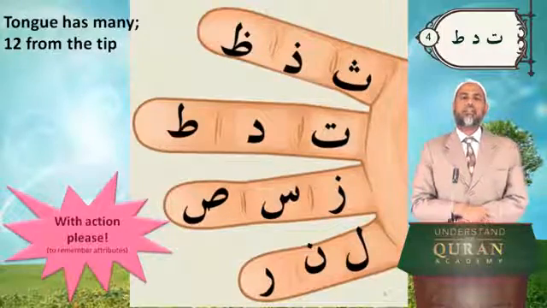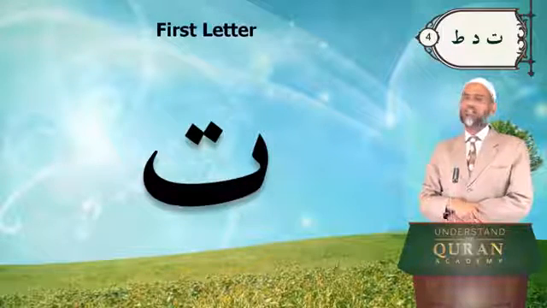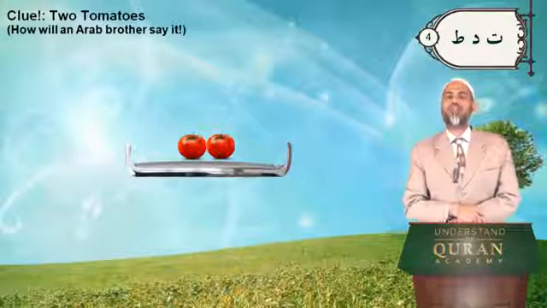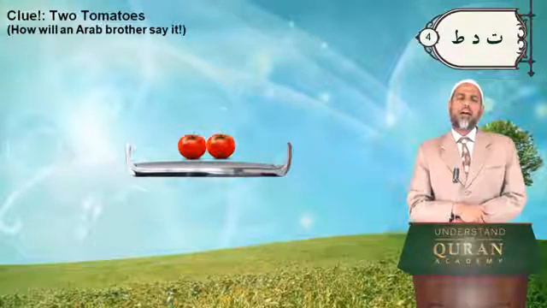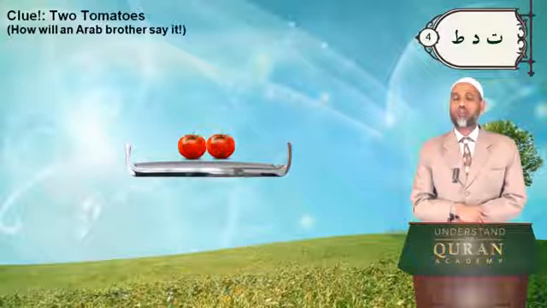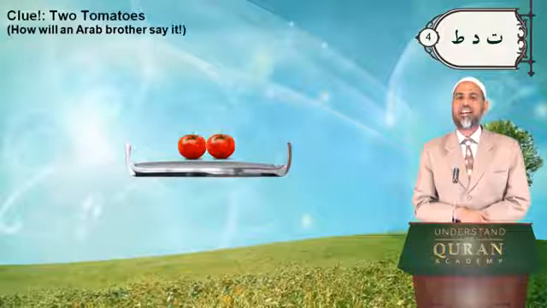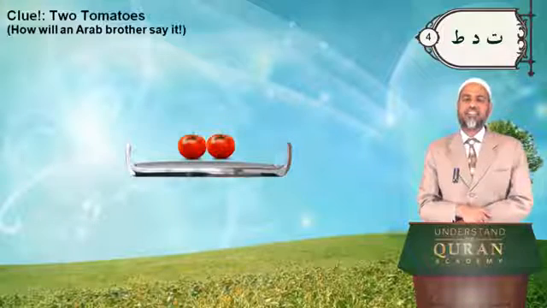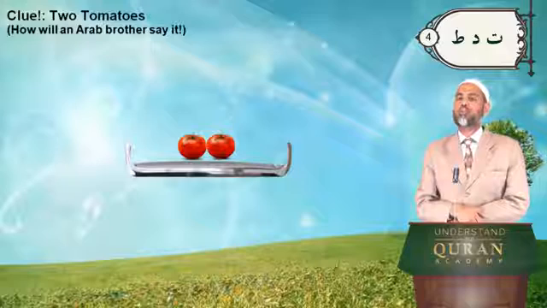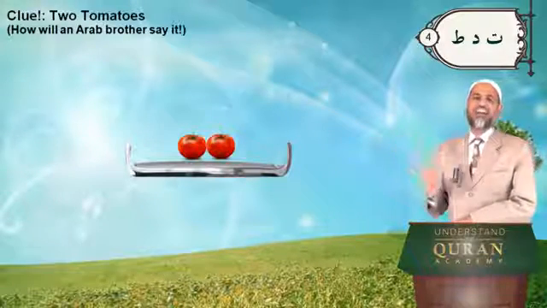So the first letter is ta. Ta. Well, what do you see there? The tray with 2 tomatoes on the top or inside it. How will an Arab brother or sister say it? Tray with 2 tomatoes, because they don't have the sound ta in the Arabic language. So generally they tend to say tray with 2 tomatoes, and that's what ta is.